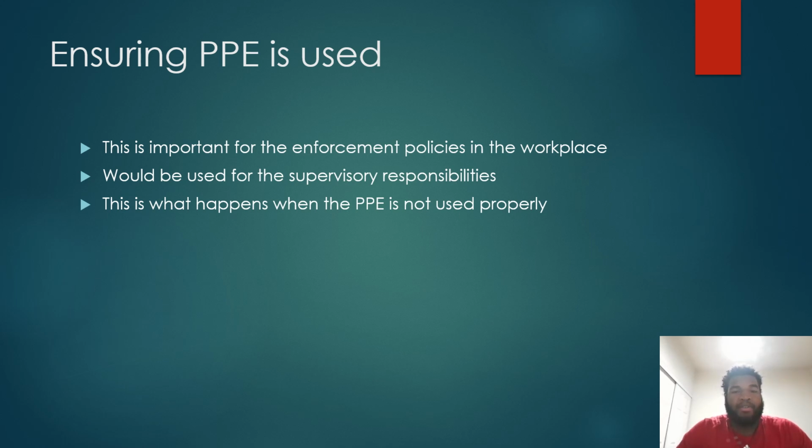And this is what happens when personal protective equipment is not used properly. Basically, if the personal protective equipment is not used properly, then things could happen, like if you didn't have on a hard hat and you had machinery above your head, something can fall on your head, and it could cause you to have a brain injury, or a concussion, or even die.